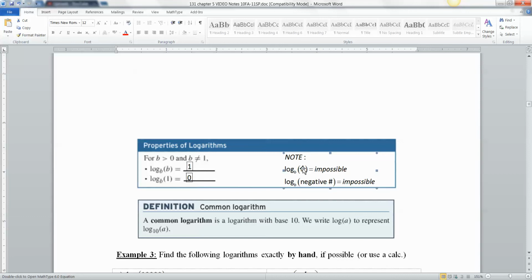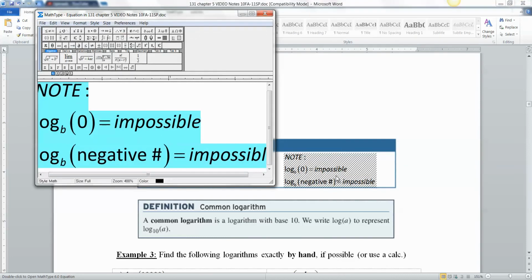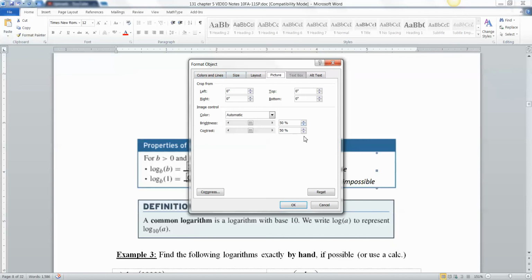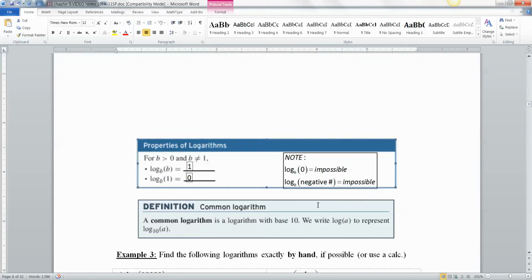And I wanted to throw in a really important note over here. I don't know if I can box the whole thing, but it's a big deal. Namely that the log base b of 0, hold on one sec. There we go, I got a box around it. Big deal. The author never really explicitly states it, at least in this portion that I found. But let me just say it here: the log base b of 0 is impossible.